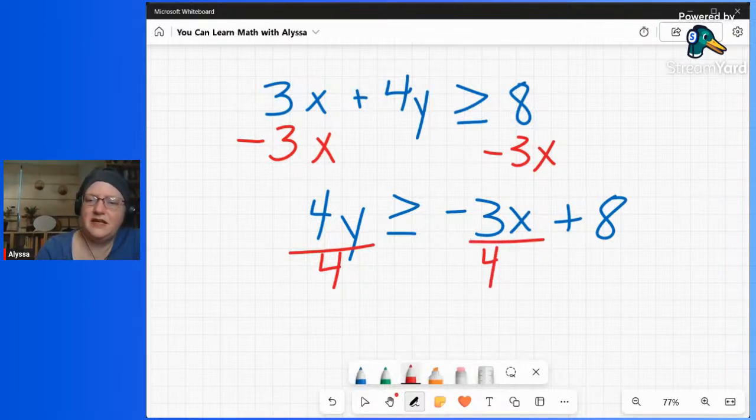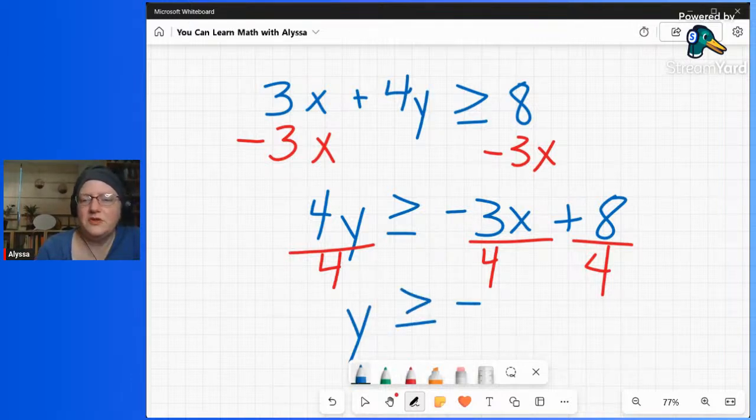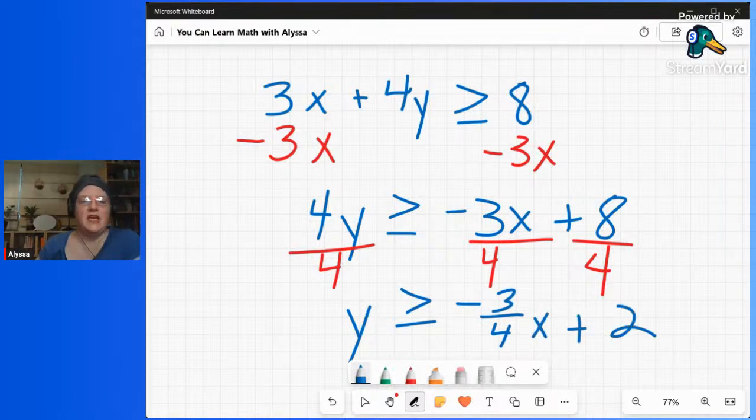Actually, I want to split that up to make it a little easier to look at. I get that y is greater than or equal to -3/4 x plus 8 divided by 4, which is 2. I didn't divide or multiply by a negative, so I didn't have to flip the sign.